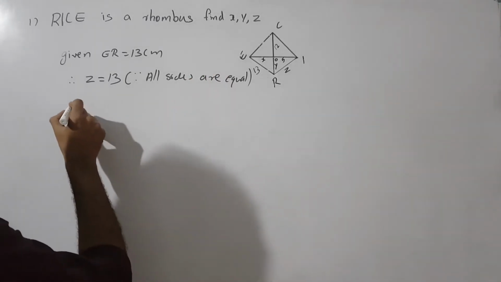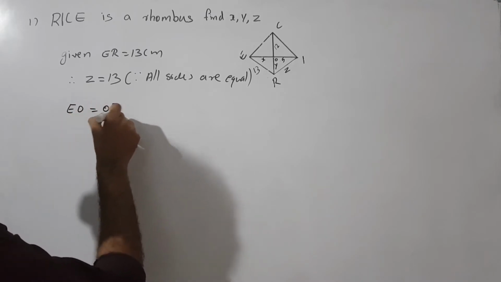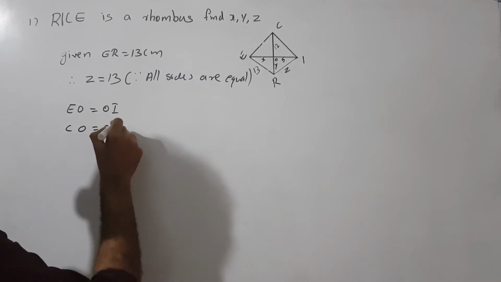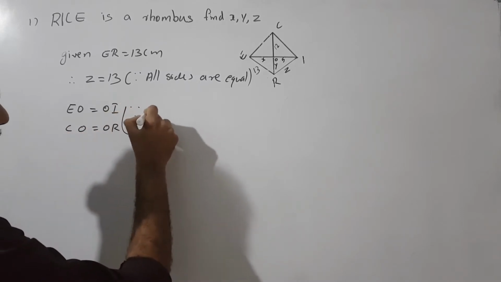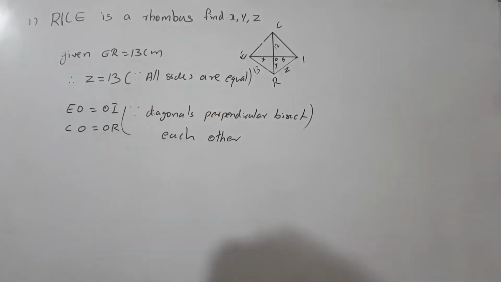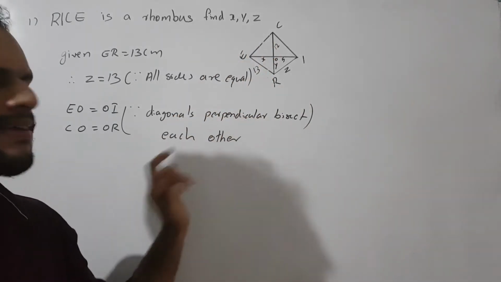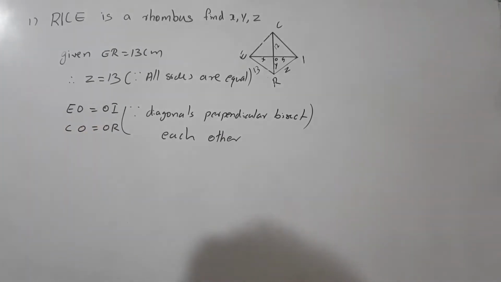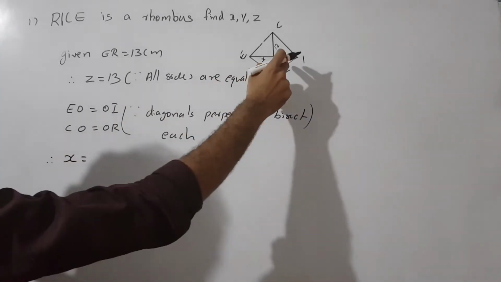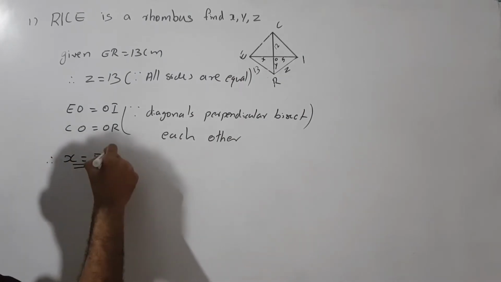So what are equal there? O is the midpoint. Then we know that EO is equal to OI and CO is equal to OR. What is the reason? Since diagonals perpendicularly bisect each other. Here the perpendicular part is not important. We do not apply the property of perpendicular; we use only the property of bisecting each other. Then EO is equal to OI. What is EO? EO means x. x is equal to OI. What is OI? 5. So we got the value of x. x is equal to 5 centimeters.